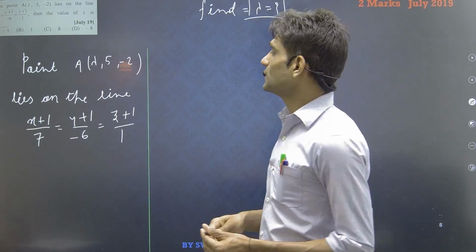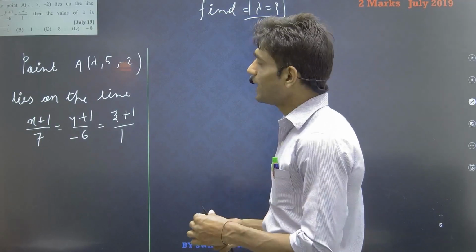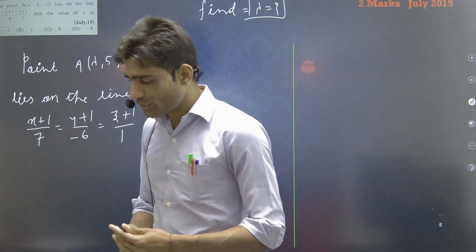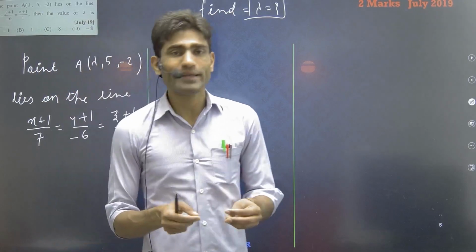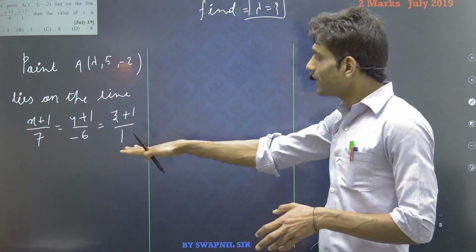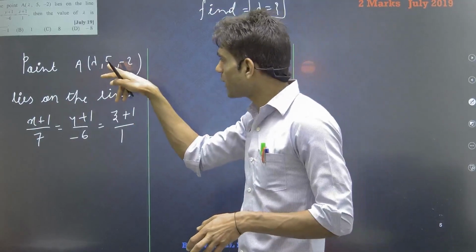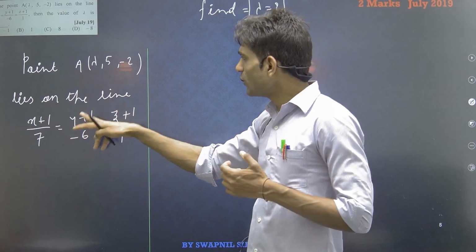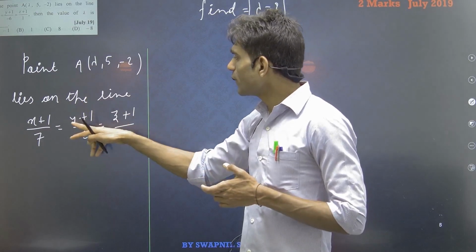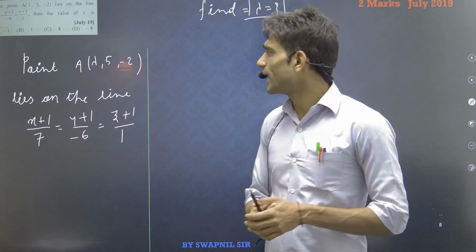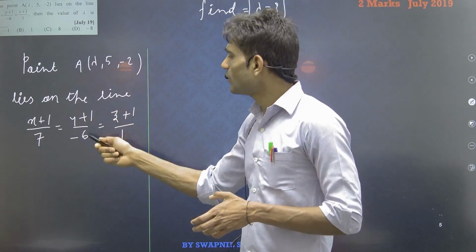The point which satisfies the equation of the line has x equal to minus 8. Now see that if I substitute the value for y, which is 5, then 5 plus 1 is 6, and 6 divided by minus 6 gets us minus 1. So 5 satisfies our equation here.